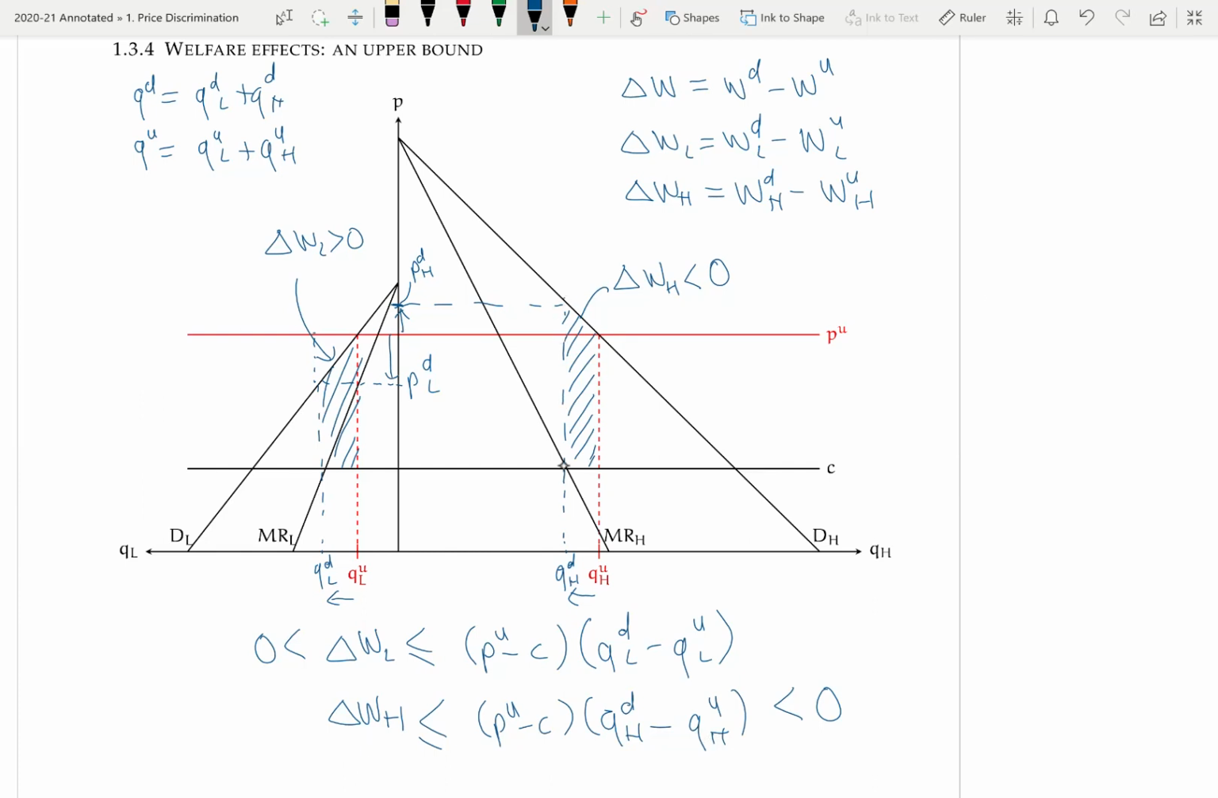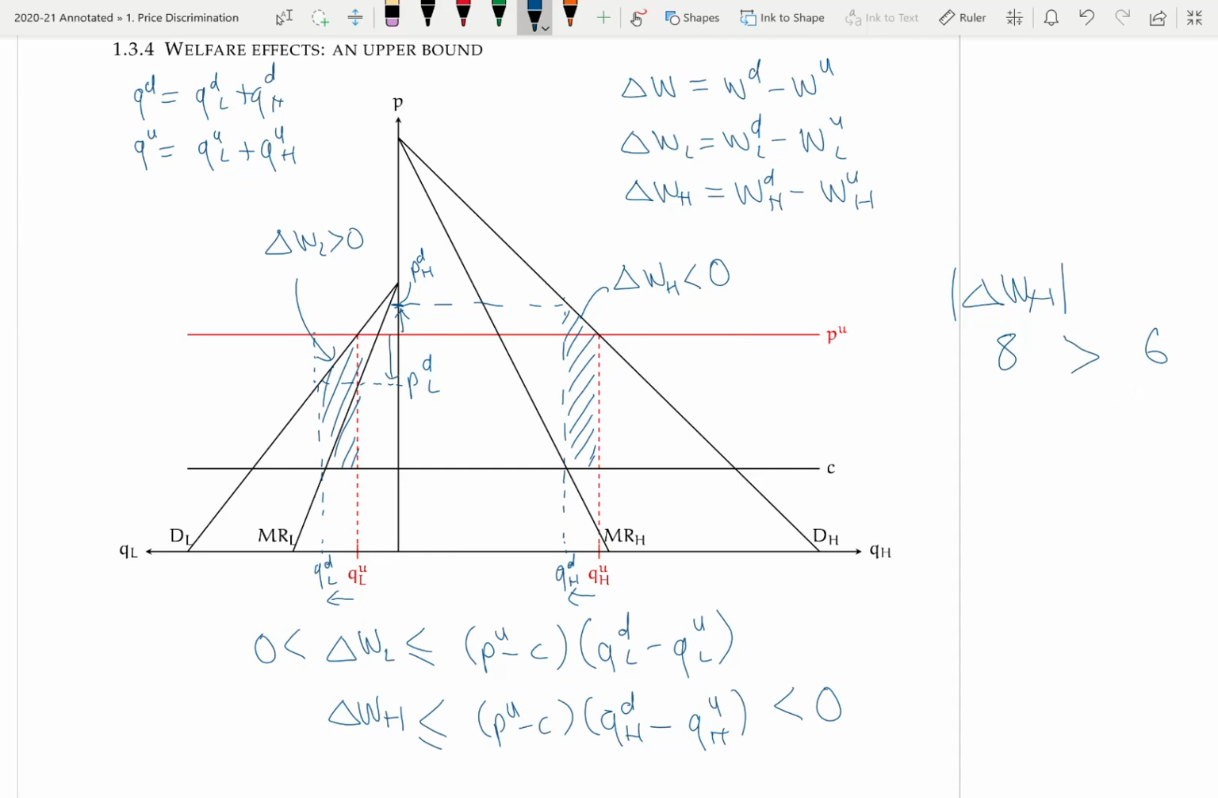So let's suppose that this area in blue is equal to 8. So that's the absolute value of the change in welfare. And let's suppose that the rectangle has an area of 6. 8 is bigger than 6.